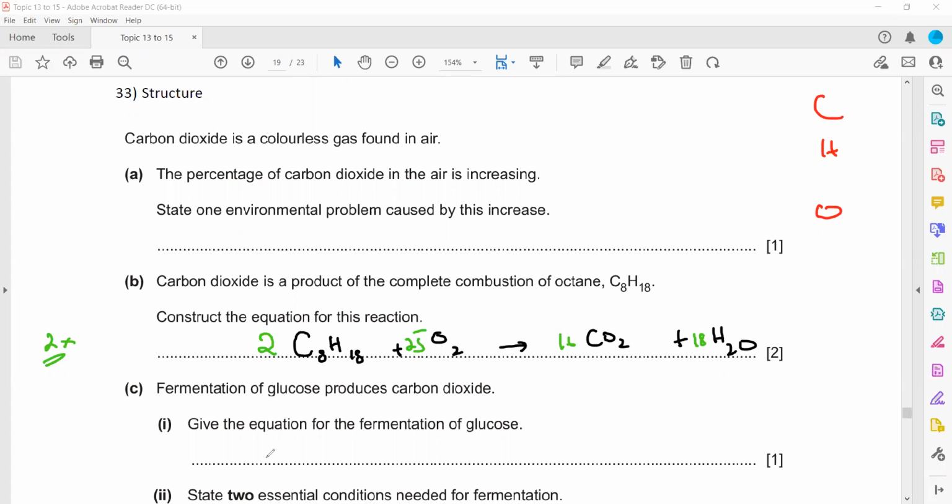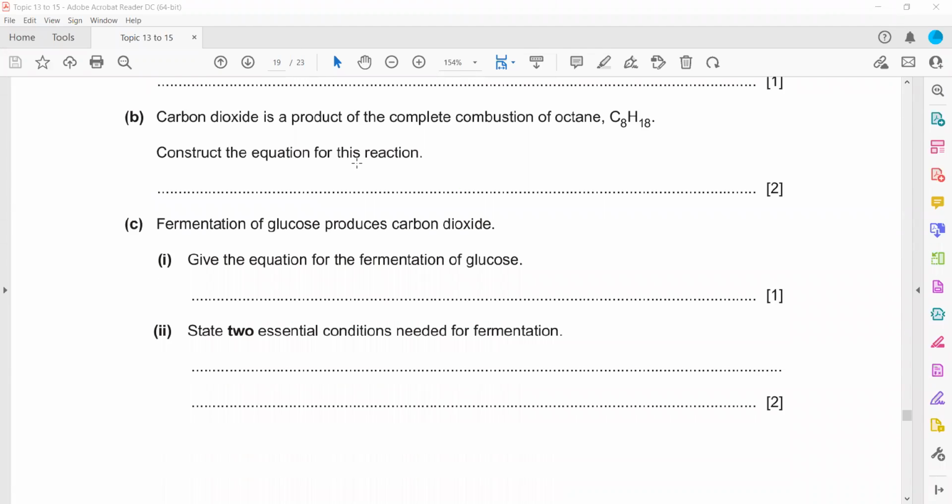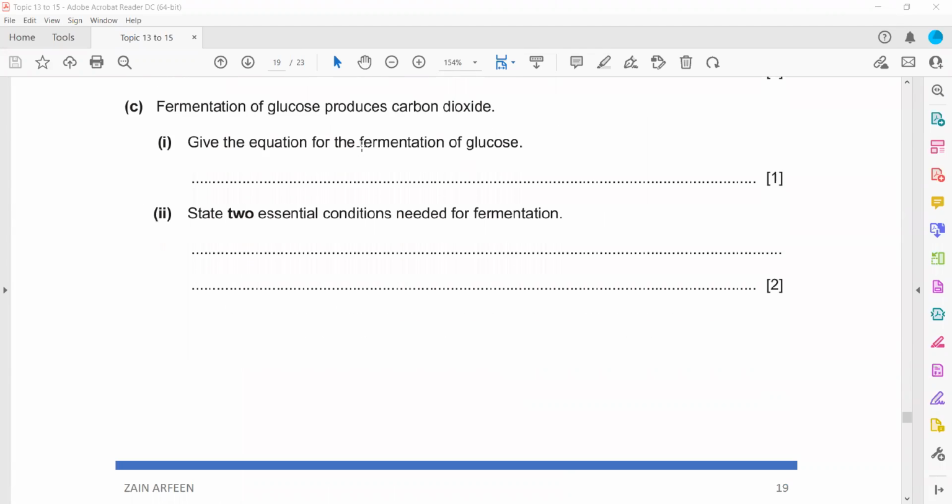The fermentation of glucose produces carbon dioxide. Give the equation for the fermentation. So we have a sugar solution or glucose, which is C6H12O6. It produces ethanol, which is C2H5OH, 2 molecules of ethanol, plus 2 molecules of carbon dioxide. So the equation is balanced.